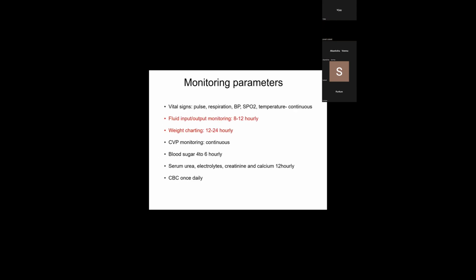Now, what parameters do we need to monitor during and after peritoneal dialysis? Vital signs, pulse, respiration, BP, SpO2, and temperature, require continuous monitoring. Fluid input and output monitoring is required 8 to 12 hourly, as per the condition of the patient, and weight charting is done 12 to 24 hourly. Continuous CVP monitoring is required in selected cases. Blood sugar should be checked 4 to 6 hourly, and serum urea, electrolytes, creatinine, and calcium should be done 12 hourly, as per the condition of the baby. CBC needs to be done once daily.